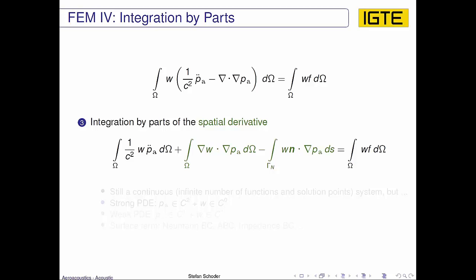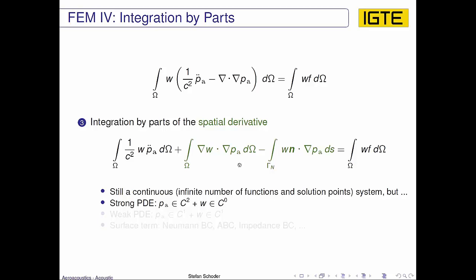And in this sense we have now arrived at a continuous system with an infinite number of functions and an infinite number of solution points. This means this W and the pressure itself are built up on an infinite number of functions, and the domain itself also has infinite solution points, but we still have some additional things done already.